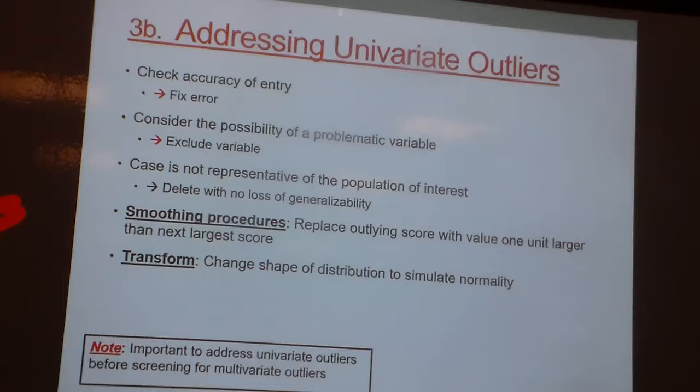All right. Again, it's important to go through and address your univariate outliers before you start screening for multivariate outliers. If you don't do something with your univariate outliers first, those cases that are coming up as univariate outliers are also going to pop up as your multivariate outliers. It ends up being redundant, so if you're going to do something with the univariate outliers, make sure that you do it before proceeding on to the multivariate outlier test.